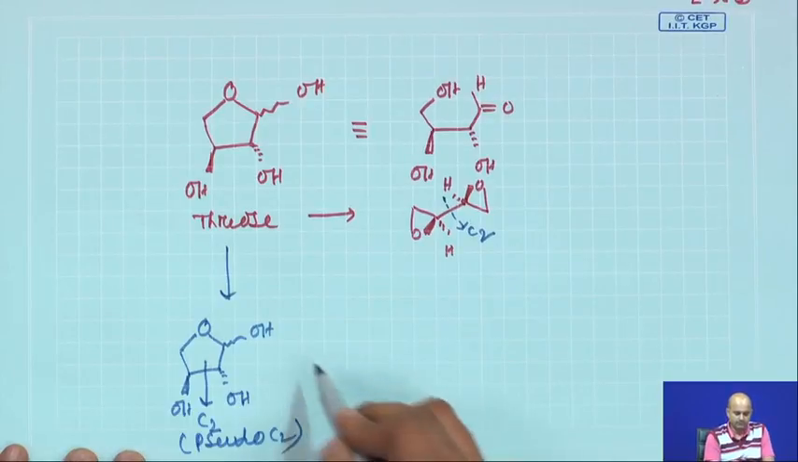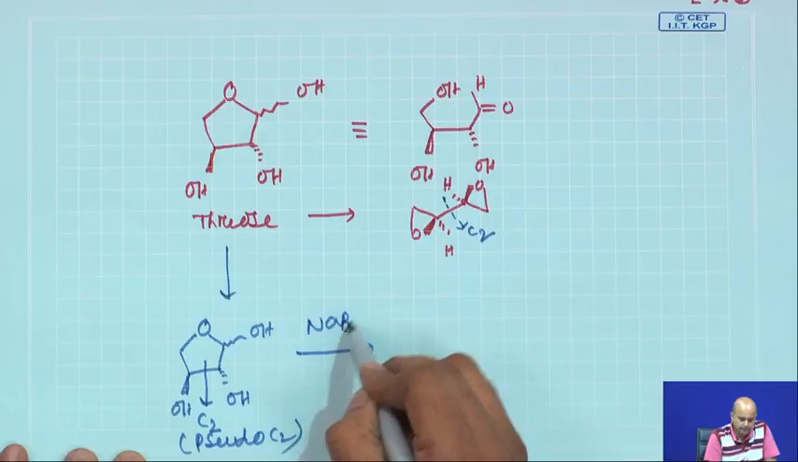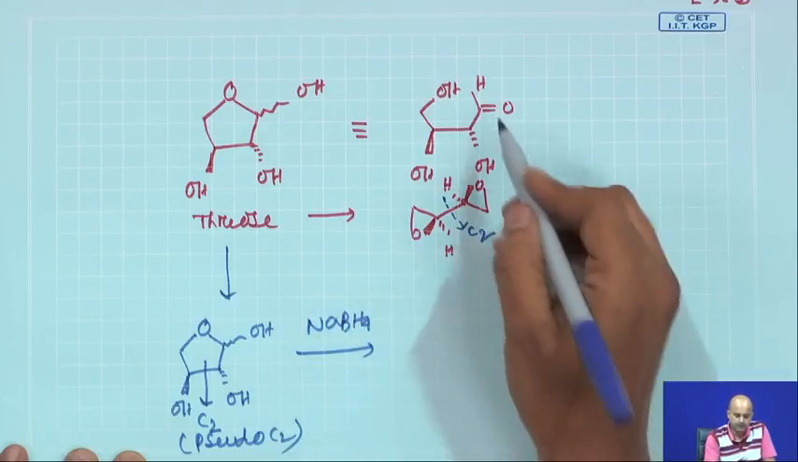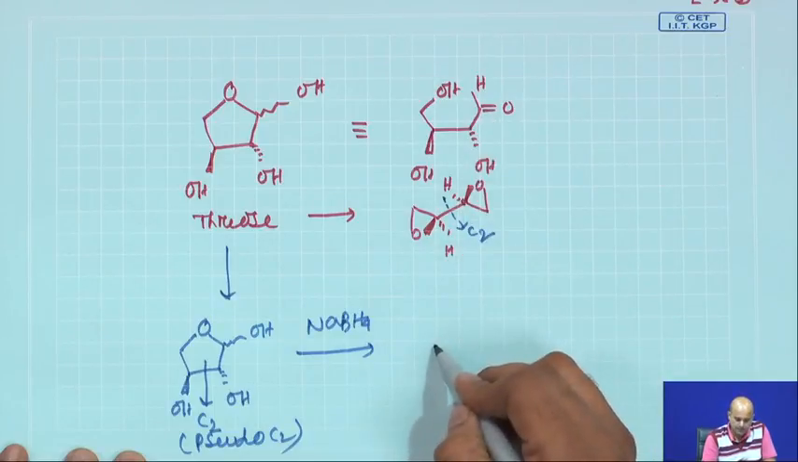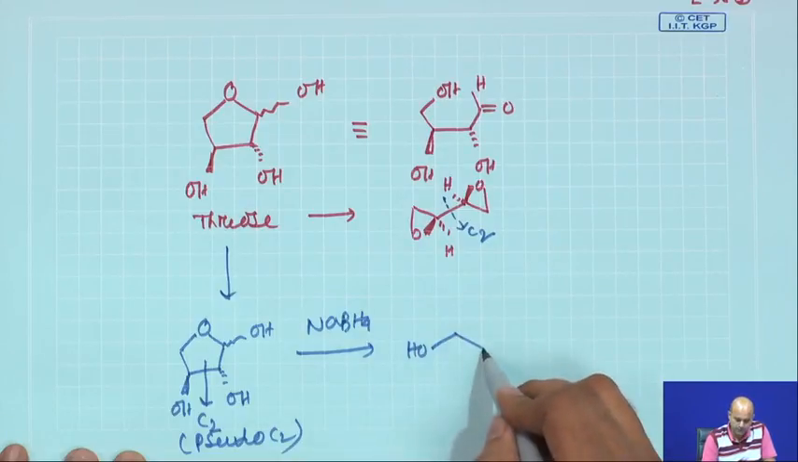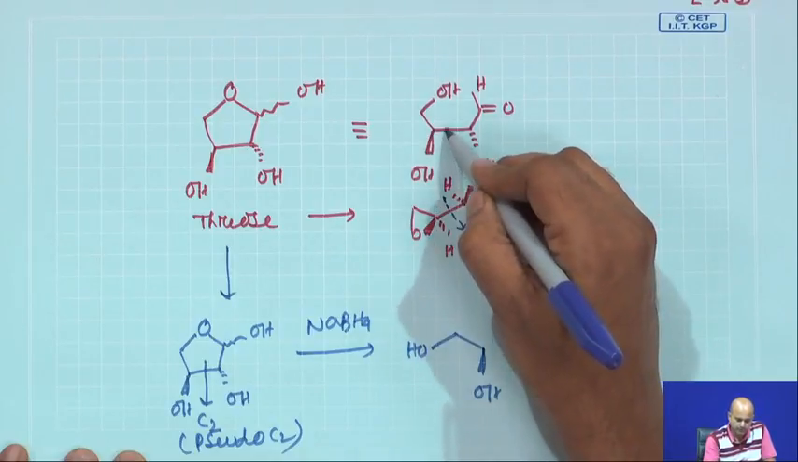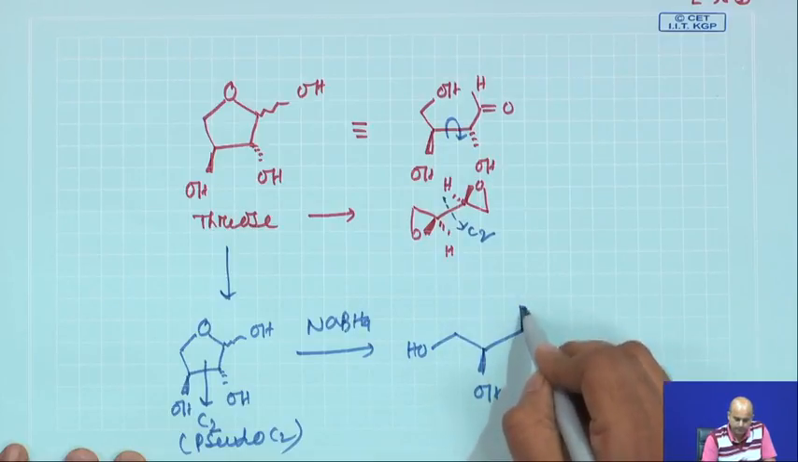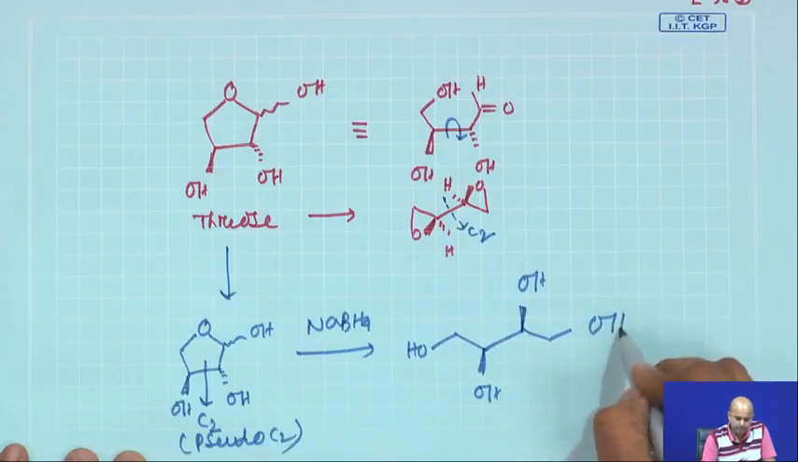Now, how does it help? What you do is treat this threose with sodium borohydride. Sodium borohydride basically reduces this aldehyde to give you an open chain compound. Now, if you draw the structure of this open chain compound, with this CH2OH, this bond rotation is free, and drawn in this particular way, you basically get this compound.